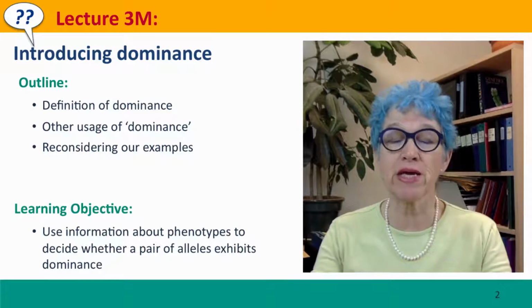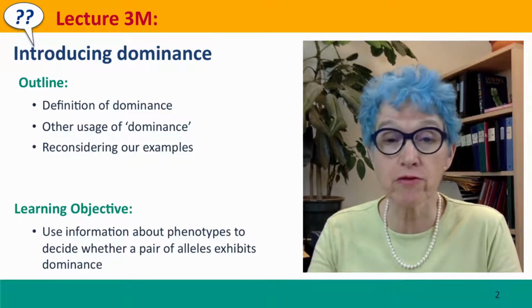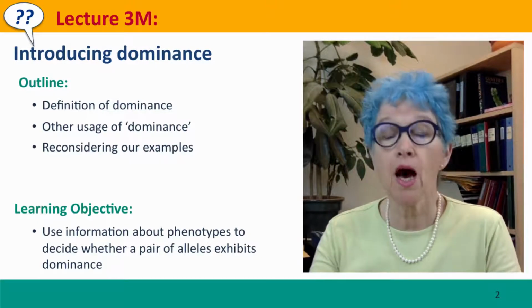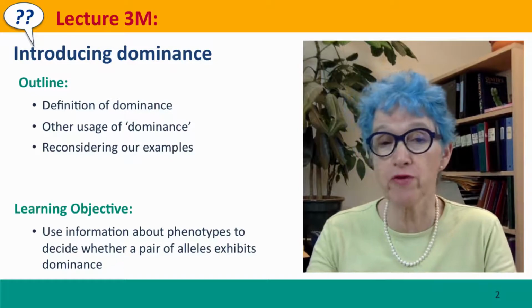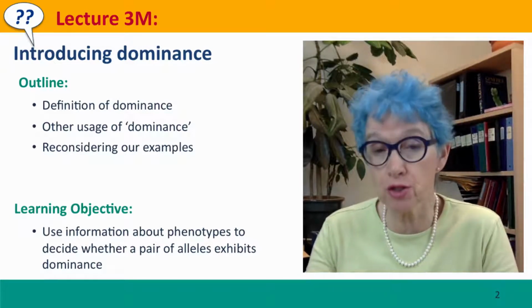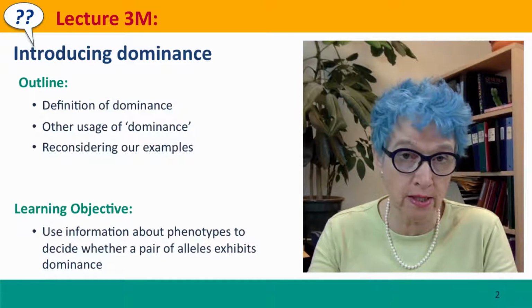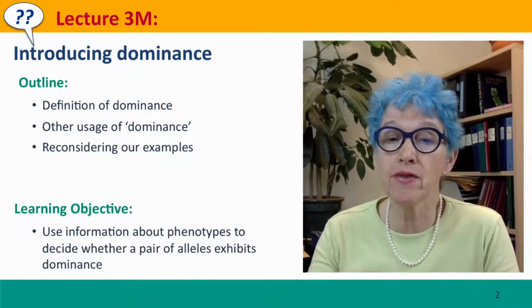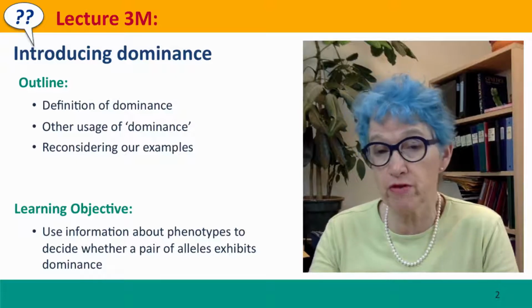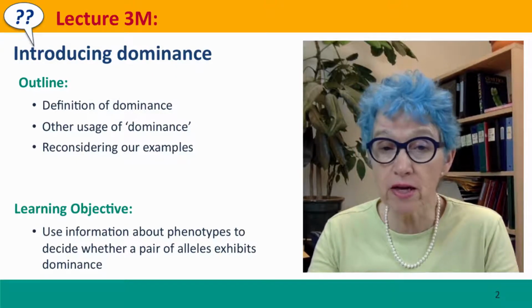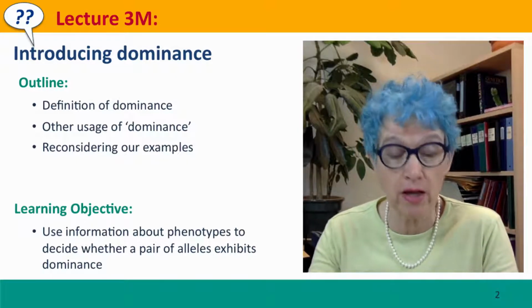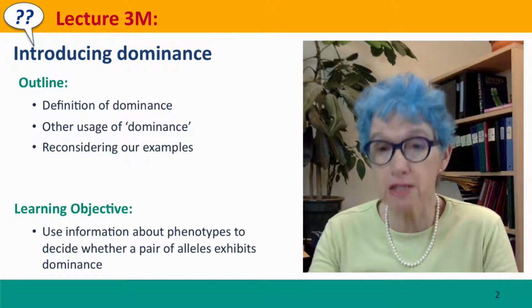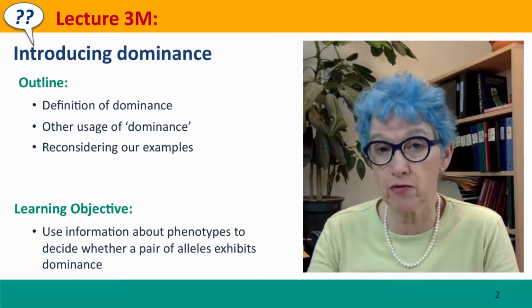This is lecture 3M, where we're going to finally introduce the concept of dominance, learning how to think about phenotypes when an individual has two different alleles, is heterozygous. So we'll give you first a definition of dominance, and then we'll consider situations where this definition applies, and a large variety of situations where it doesn't apply, going back and reconsidering the same examples that we've been using in the last few lectures.